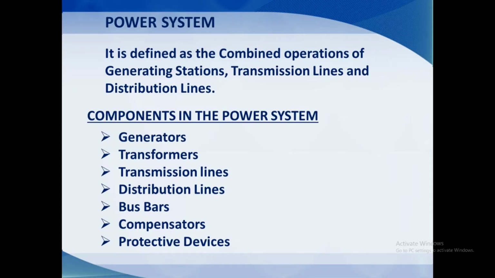First of all, what is meant by power system? Power system is the combined operation of generating stations, transmission lines, and distribution systems. What are generating stations? Here, many synchronous generators are connected in parallel. Examples of generating stations are thermal stations, hydroelectric stations, nuclear power stations, windmills, solar stations, etc. Then transmission lines and distribution lines are lengthy corridors of conductors.